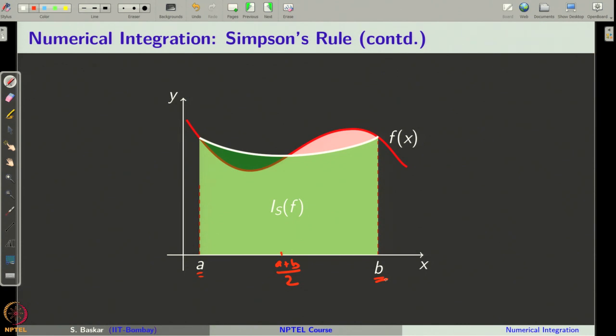Say for instance, the graph of the interpolating polynomial is given roughly by this white solid line, then Simpson's rule gives us the area under the graph of P2 of x. This is just a roughly drawn graph for the quadratic polynomial interpolating the function f of x, just to illustrate the geometry of Simpson's rule.